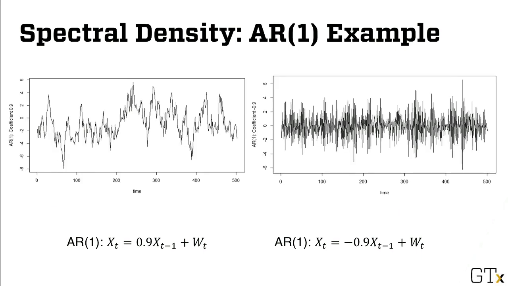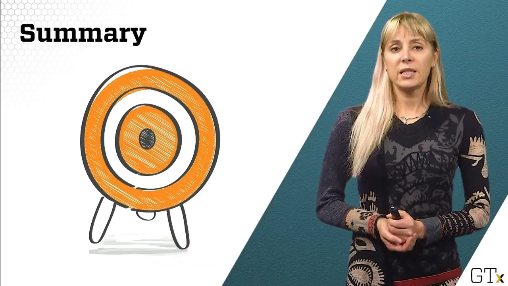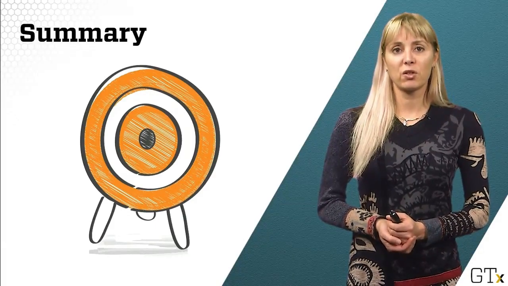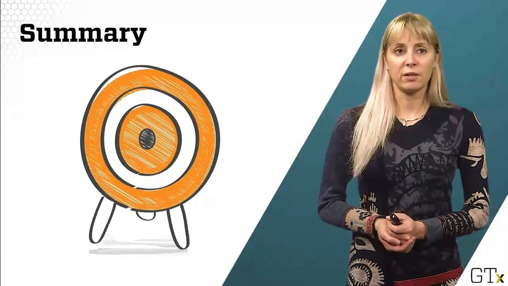This translates into a smoother time series when phi is positive, as in the simulated AR(1) with phi equal to 0.9, versus the wigglier or rougher time series when phi is negative, as in the simulated AR(1) with phi equal to -0.9 on the slide. Thus, the spectral decomposition can describe such behaviors in time series. This lesson concludes the introduction of spectral analysis of time series. Thank you.